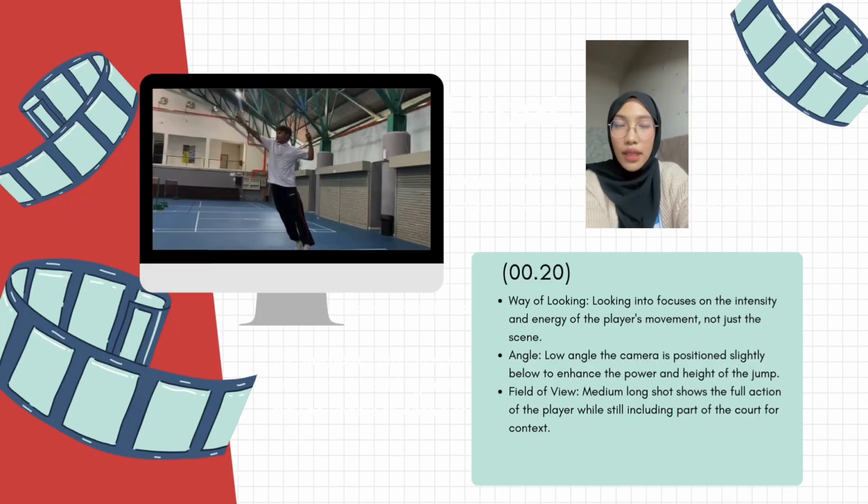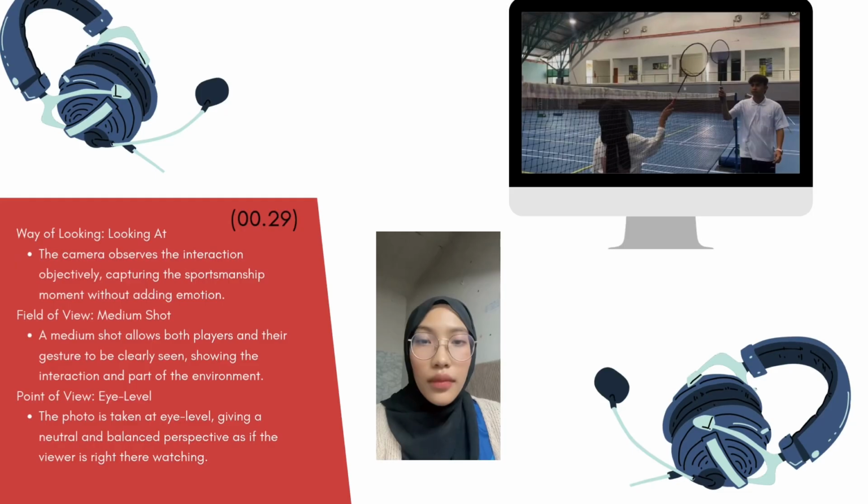This part captures a player mid-air during a smash. It uses a looking into approach, focusing on the energy and intensity of the movement. The camera is shot from a slightly low angle, making the player appear more powerful and highlighting the height of the jump. The medium long shot gives us a clear view of the action, while still showing part of the court for context. This part shows two players tapping rackets at the net, likely after a match. It uses a looking at approach, showing the moment objectively without added motion.